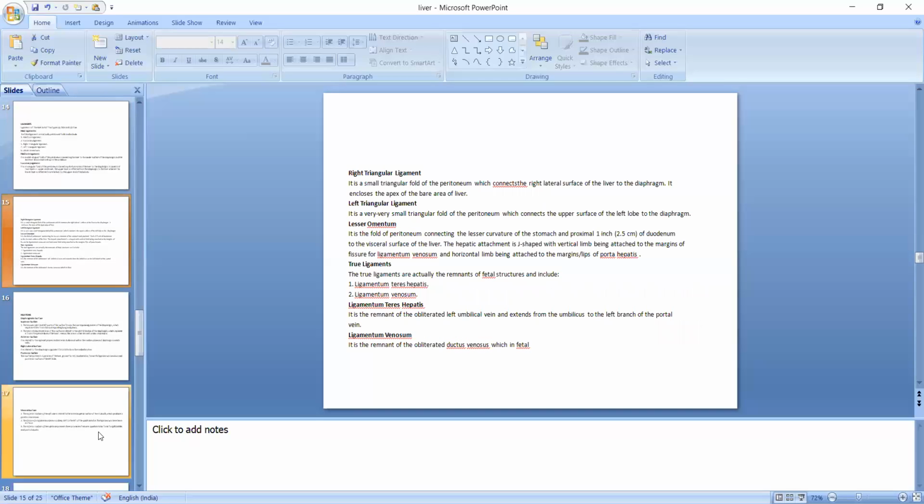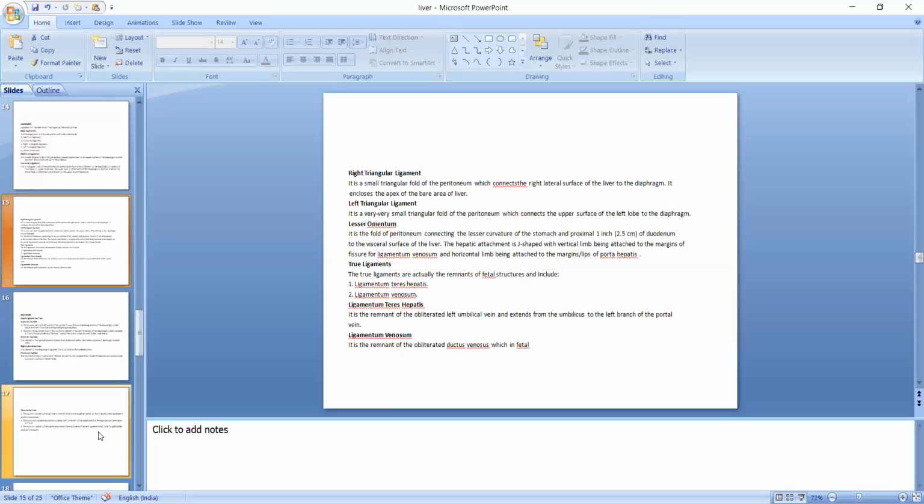Right triangular ligament is a small triangular fold of the peritoneum which connects the right lateral surface of the liver to the diaphragm, and it includes the apex of the bare area of the liver. Left triangular ligament is a very small triangular fold of the peritoneum which connects the upper surface of the left lobe to the diaphragm.